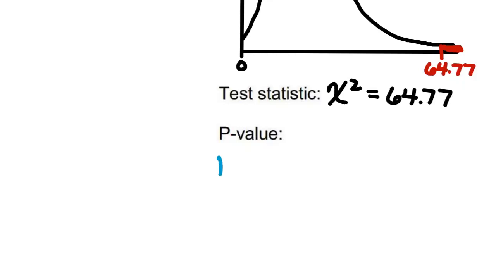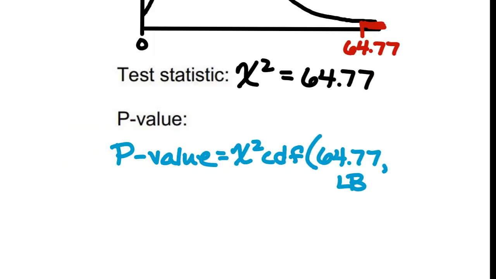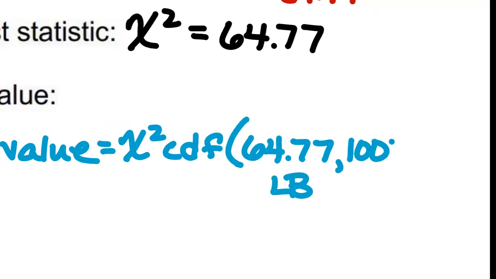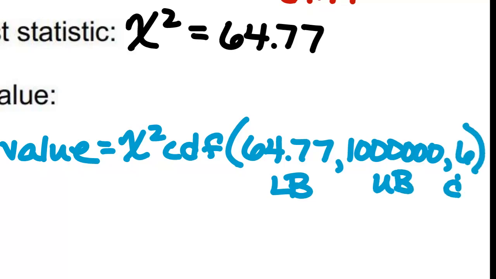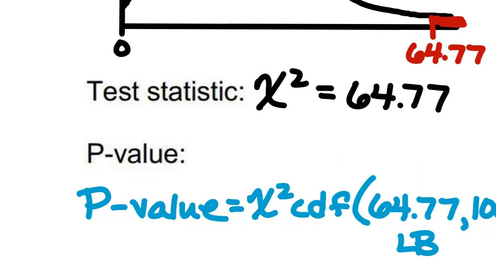To find the p-value, what do we do? Yep, chi-square CDF. What's my lower bound? 64.77. There's my lower bound. Upper bound? Some outrageous number. There's my upper bound. And 6 for my degrees of freedom. Tell me what you get for your p-value.